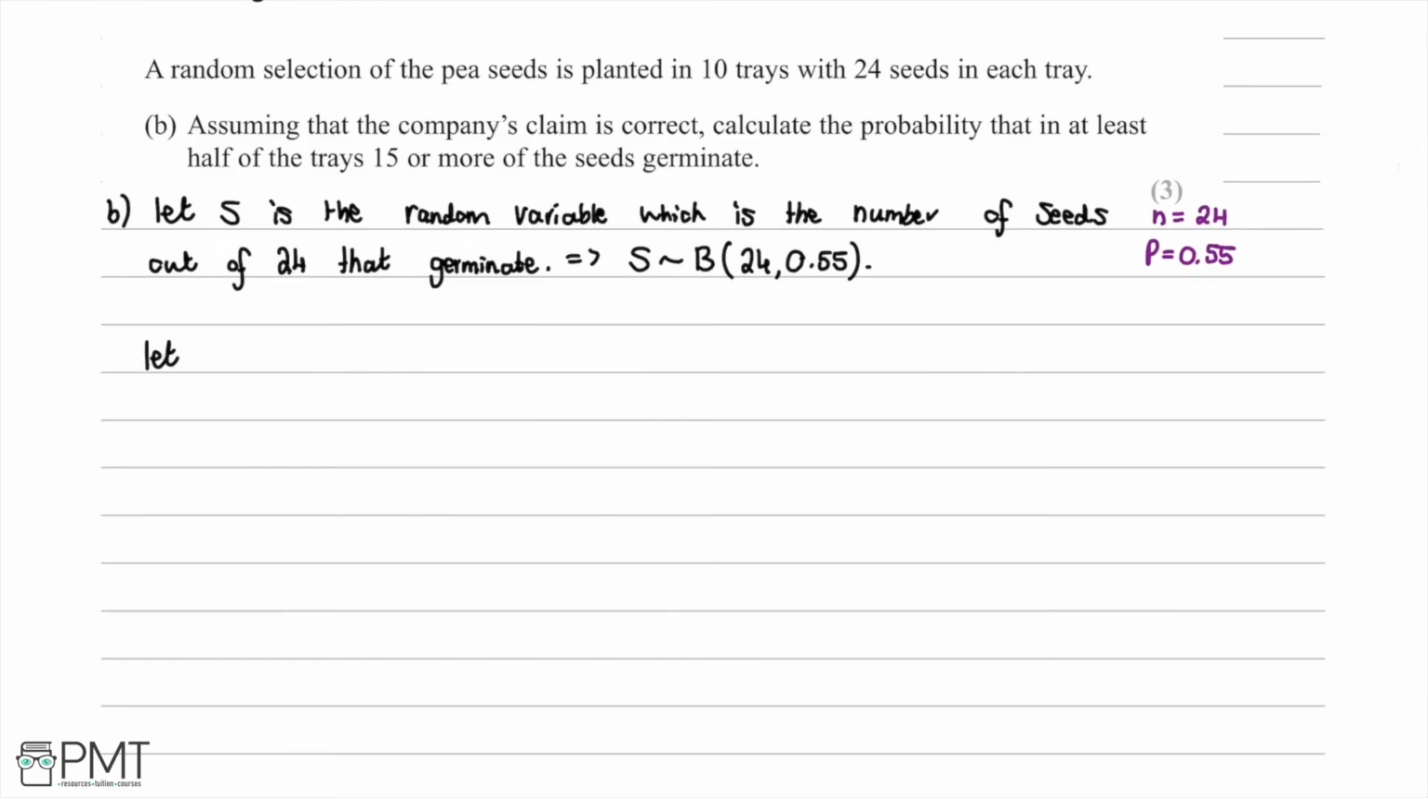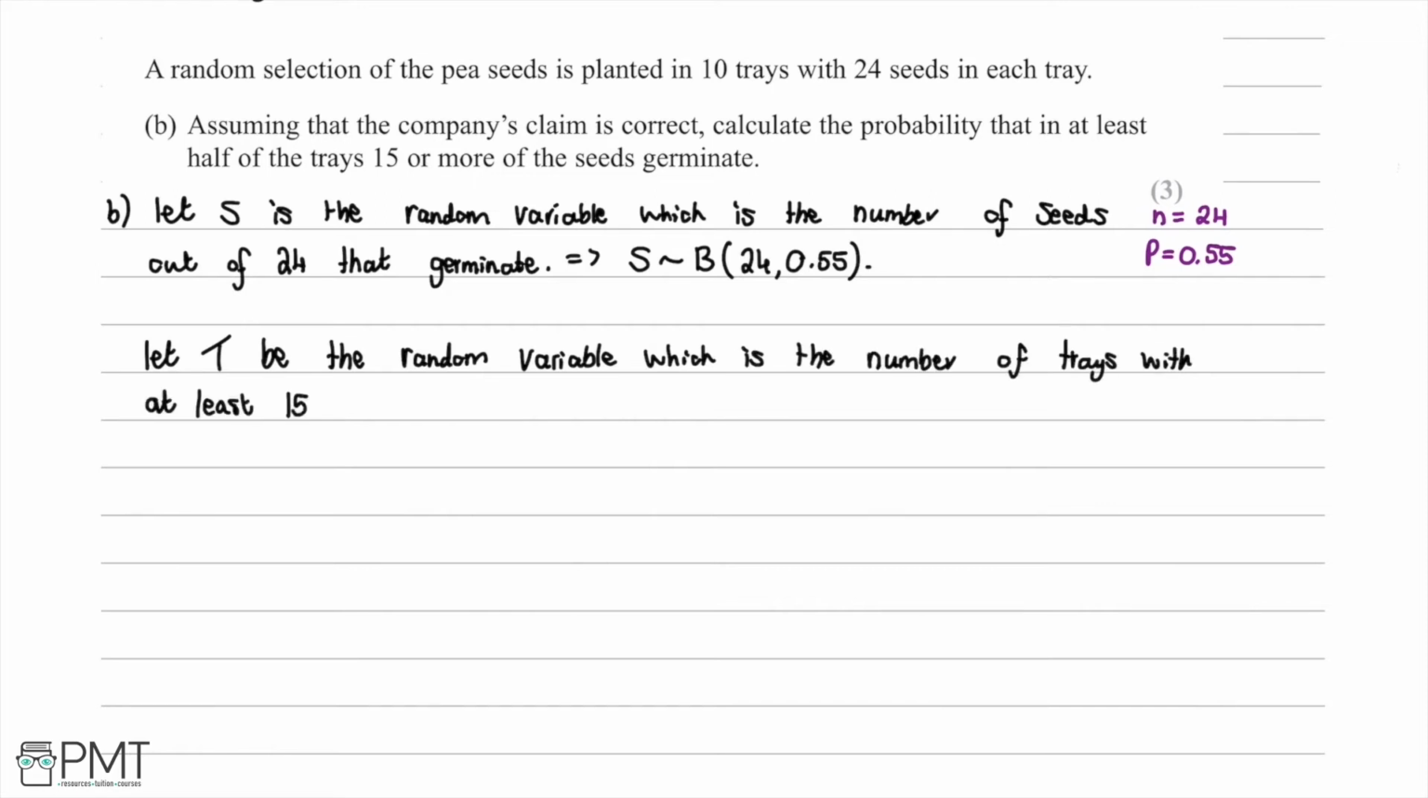So then we've now covered the 24 seeds in each tray, but we also have 10 trays. So we're going to let T be the random variable, which is the number of trays with at least 15 or more seeds germinating. So we'll therefore have that T is binomial distributed, and n is going to be equal to 10 this time because we have 10 trays, but we don't yet know the probability because we need to use our random variable S to work this out. So let the probability be Q, and we'll work Q out in a minute.